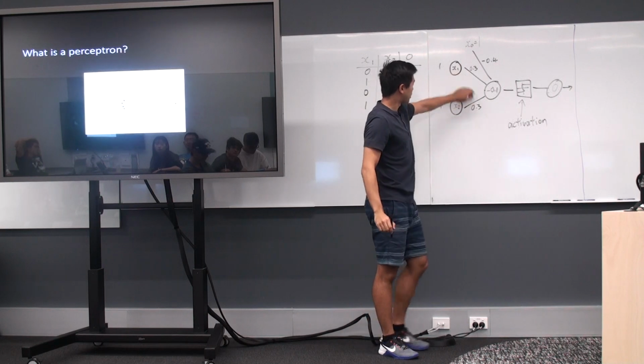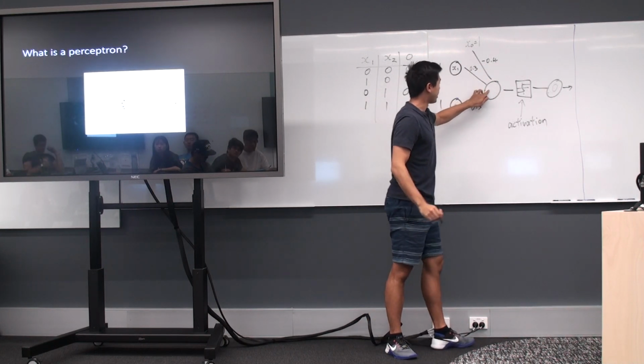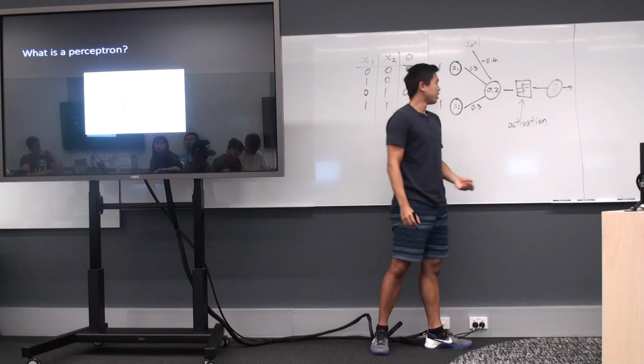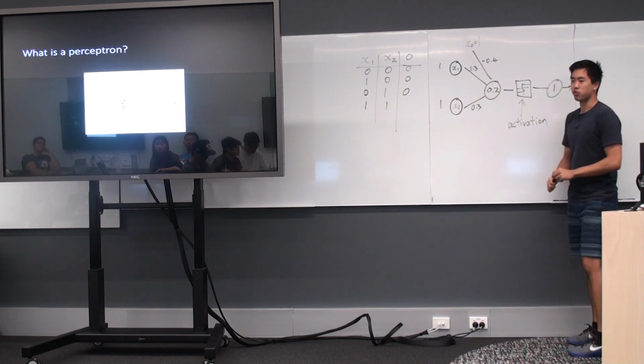Now let's have a look at what happens if both of these are 1. We have 0.3 plus 0.3 minus 0.4. And that gives us 0.2. And since this is greater than 0, after we put it through the activation function, we get a value of 1.